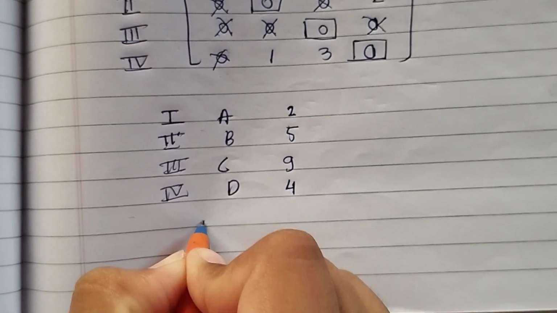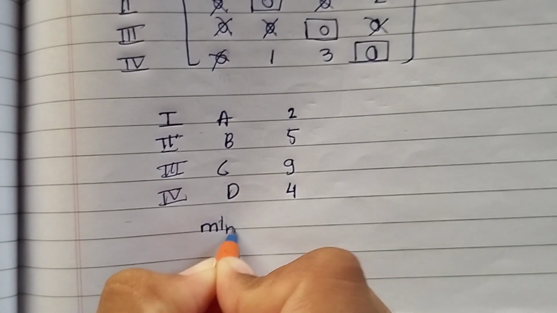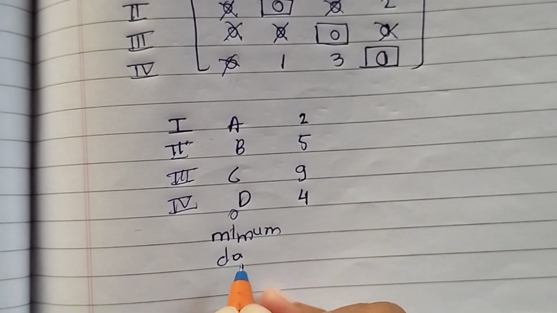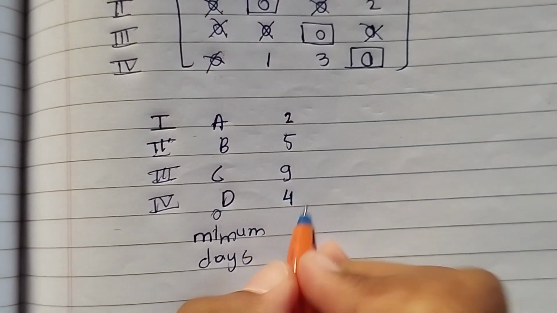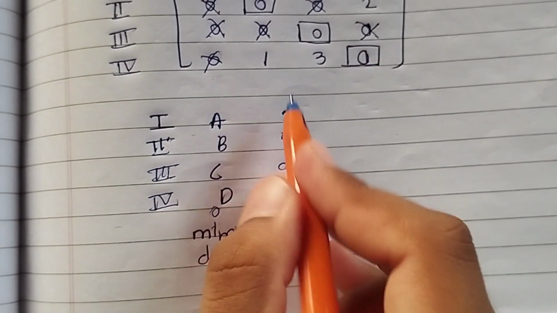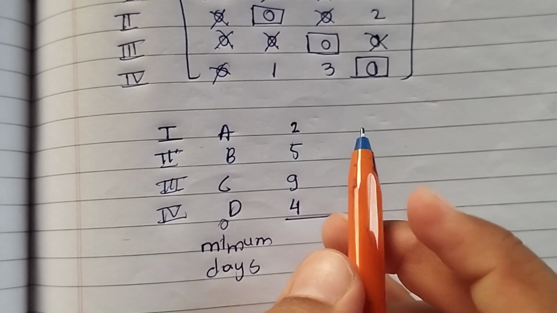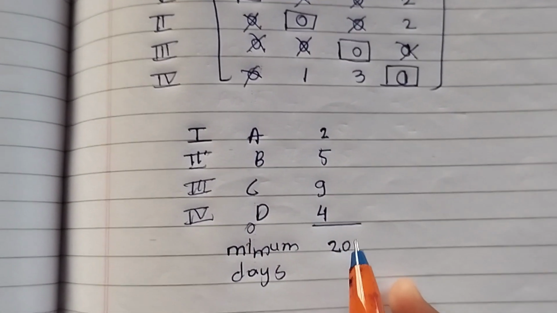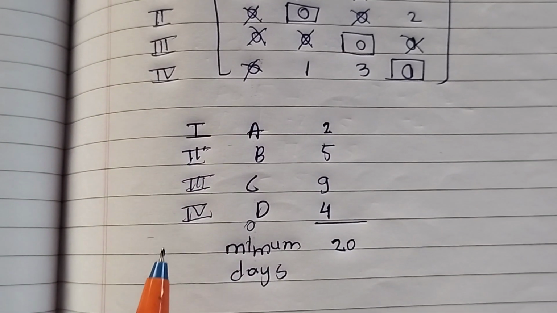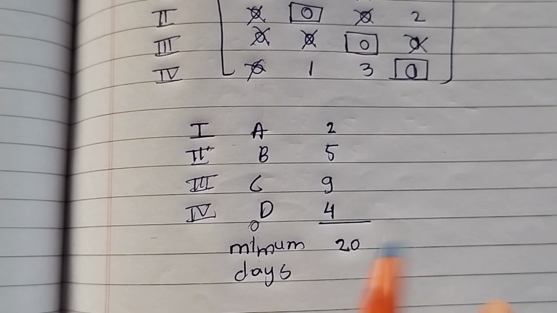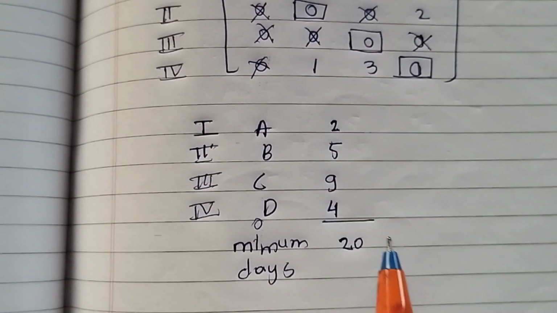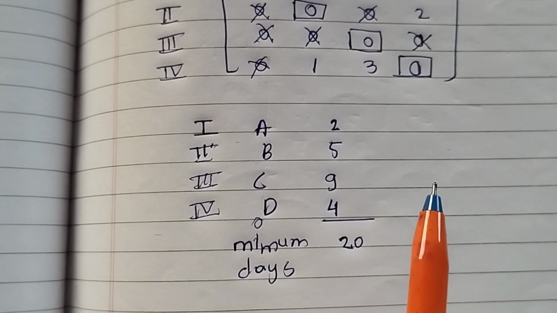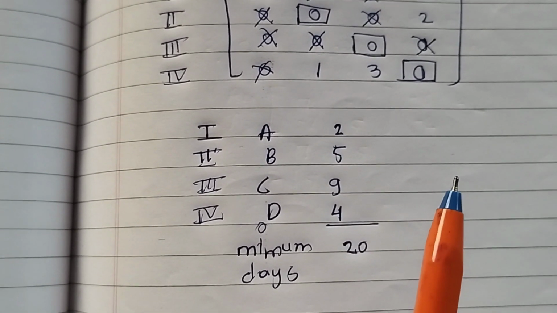So the minimum days to complete all the tasks are the total of the cost from the cost matrix, which is 20, the sum of all the costs. So for completion of the 4 tasks we require a minimum of 20 days. I hope you all get the idea how we make the assignment for the cost matrix. We see one more example.